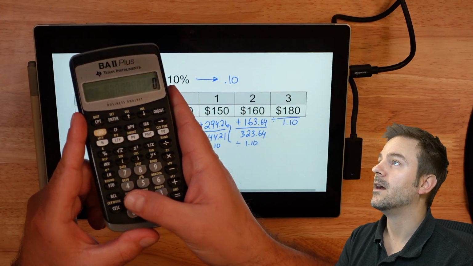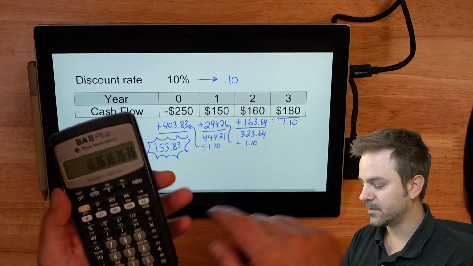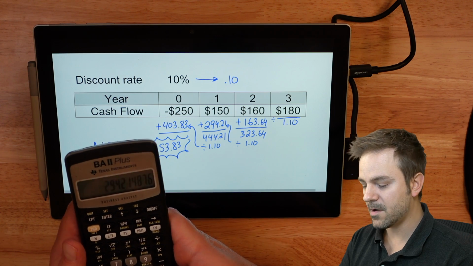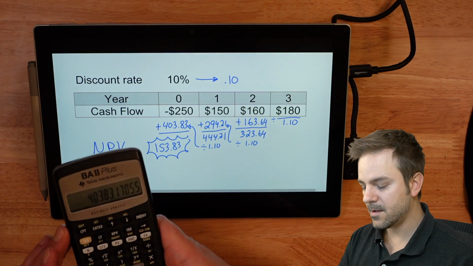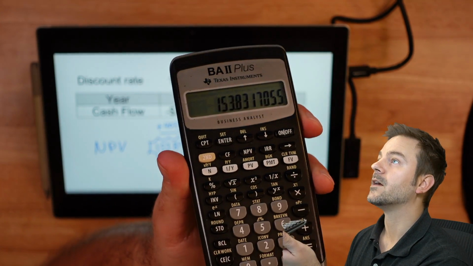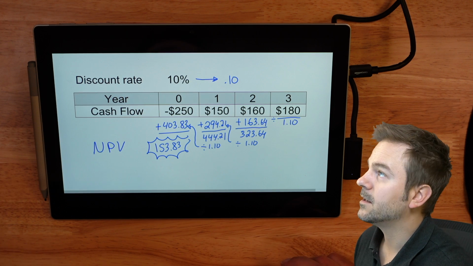I go to the end of the timeline, so 180 divided by 1.1. There's the 163, add 160 divided by 1.1. There it is, add 150 divided by 1.1, and then we just subtract the 250. Bam, look how fast that was. That's faster than a lot of financial calculators.